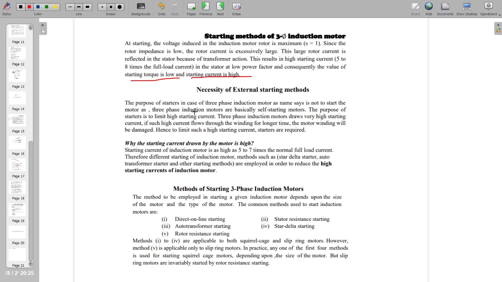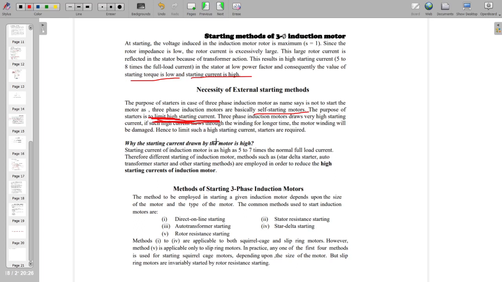The purpose of the starter in the case of the three-phase induction motor: it is basically a self-starting motor. The purpose of the starter is to limit the high starting current. So this is the purpose of the starter we are using in the three-phase induction motor.